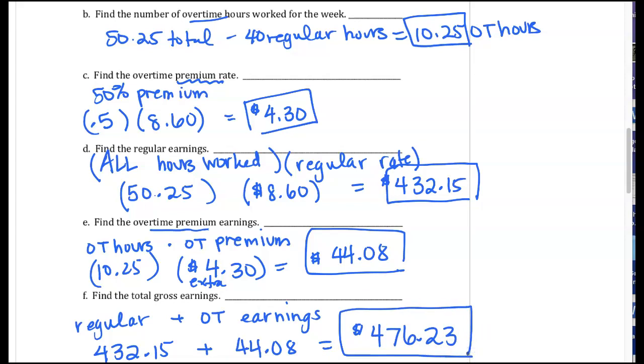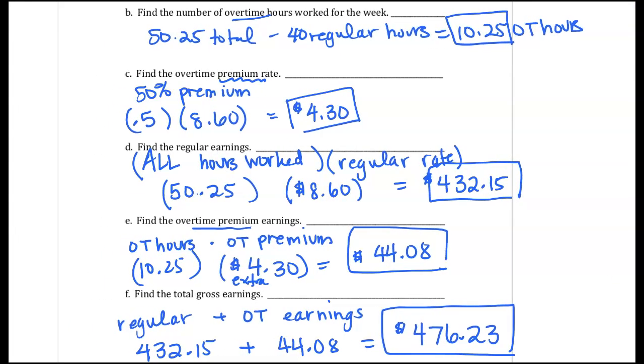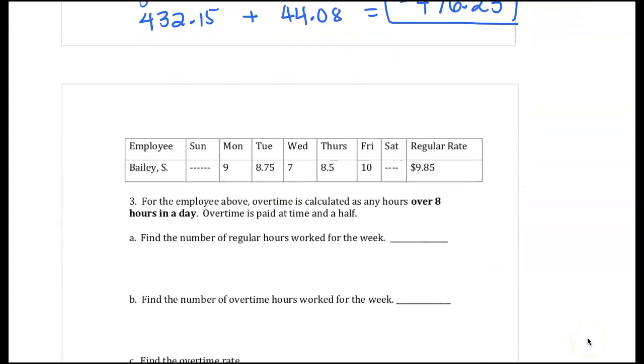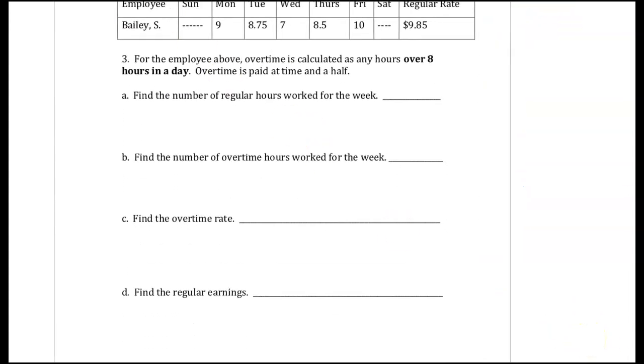I'm going to discuss one more question before I stop the video. The next question is also looking at calculating wages. However, it's going to use still a different method. So in the third method, overtime is still time and a half. Notice that overtime is still paid at time and a half, only this time we're using overtime as any hours over 8 hours in a day.